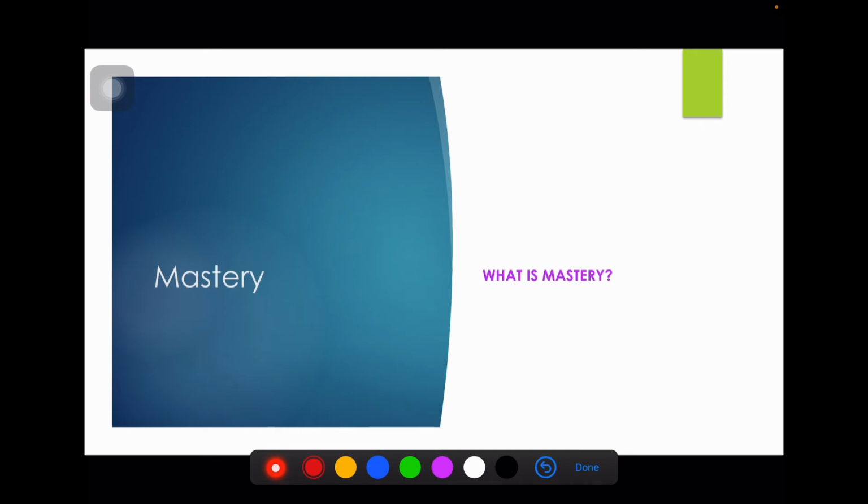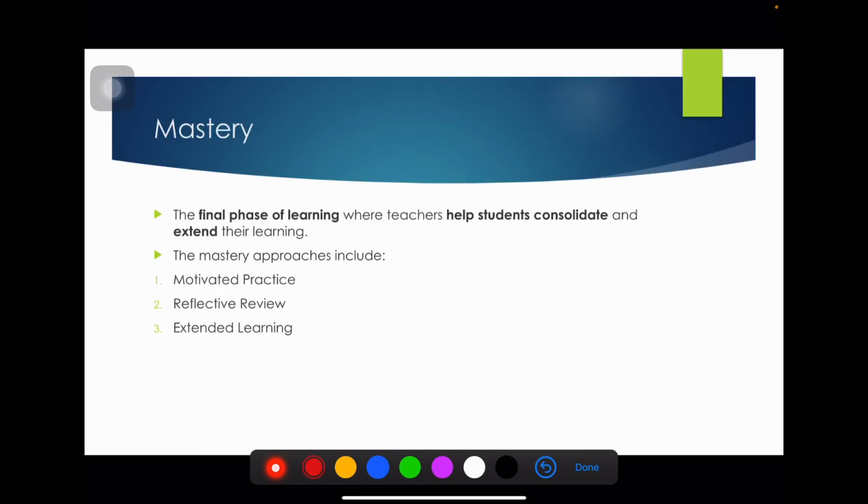So we are now in the mastery phase. So what is the mastery phase? The mastery phase is the final phase of learning, where teachers help students consolidate, that means, for example, summarize, and extend their learning. Extending their learning here could be giving them an extended activity.